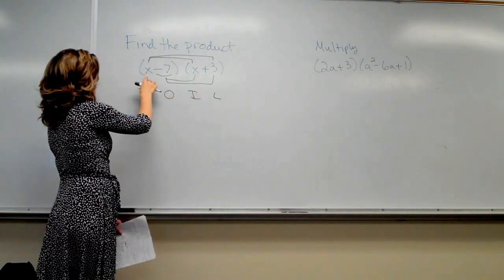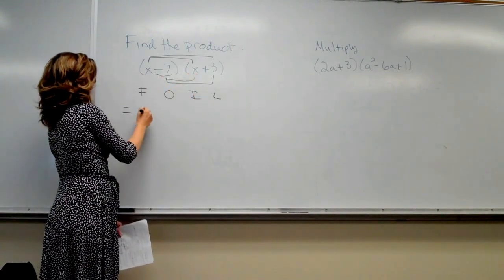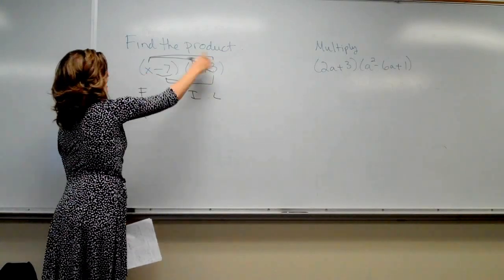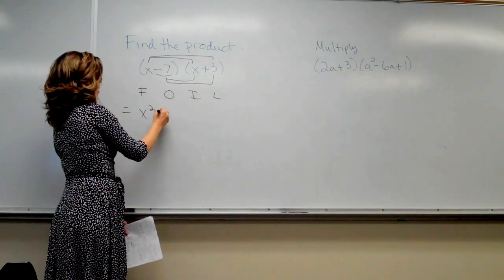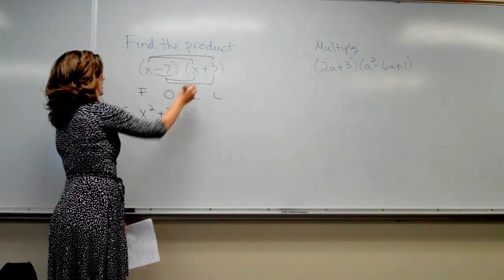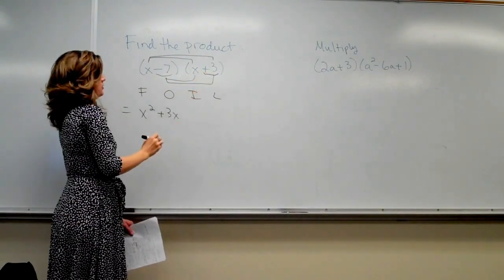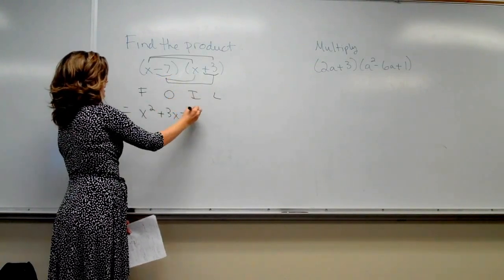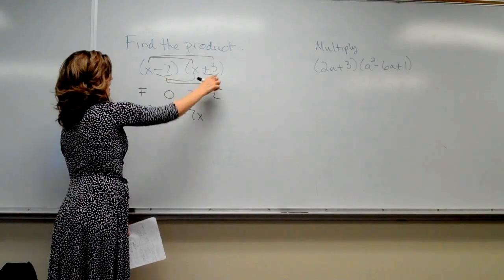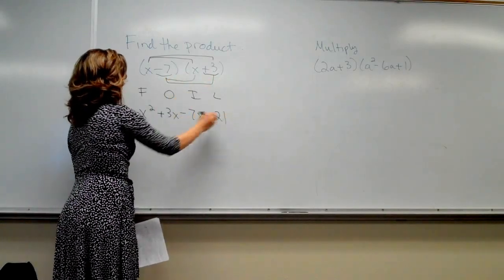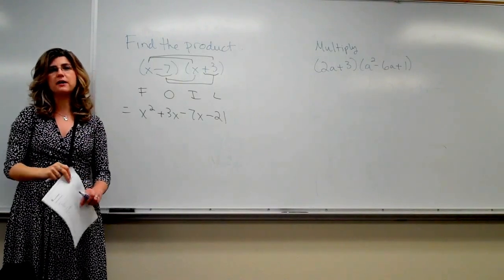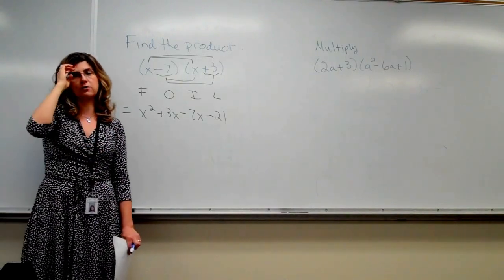We call these first times first, outer times outer. So if you imagine this is a rectangle, the 3 and the x are the outer part, plus 3x. And notice you're taking this sign when you do that. Inner times inner, minus 7 times x is minus 7x. And then last times last is minus 21. Notice we got middle terms here, and those are correct and should always be in there. We never want to skip those middle terms.